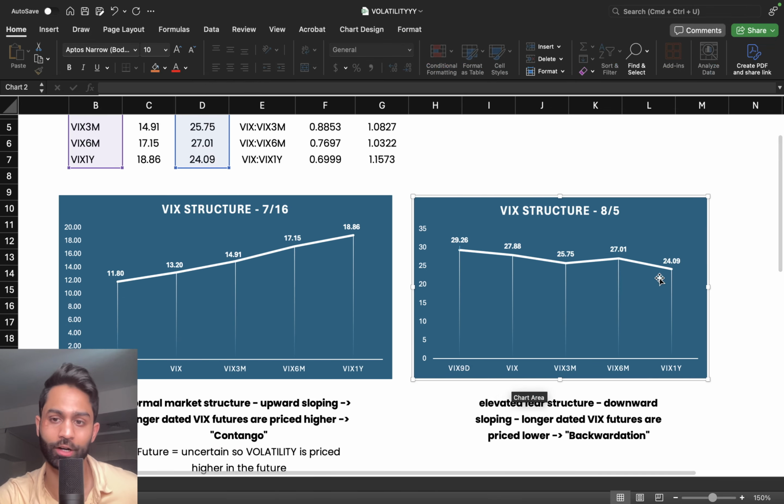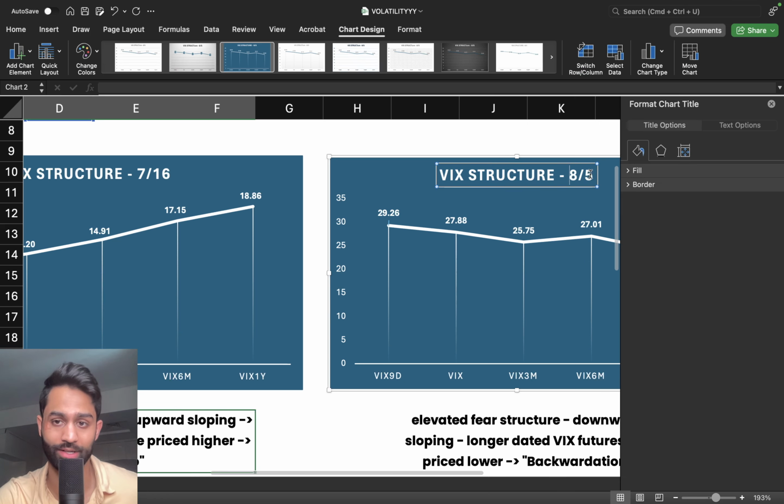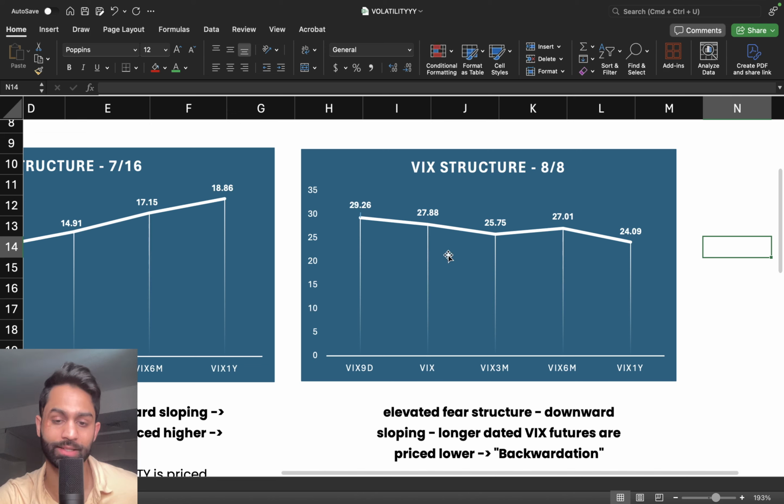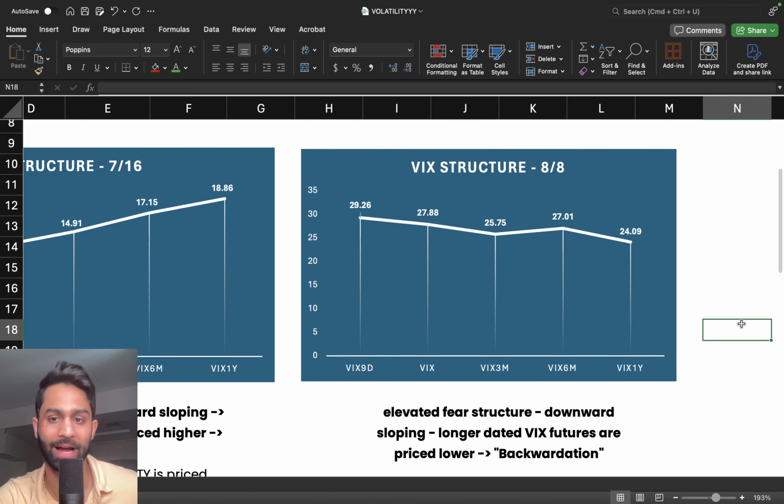This right here is the current market structure for volatility as of 8/8. So today, August 8th, is when I'm recording this video. So this is what it looks like as of right now. You'll notice that this is now downward sloping because there's elevated fear, and this is what's called backwardation.